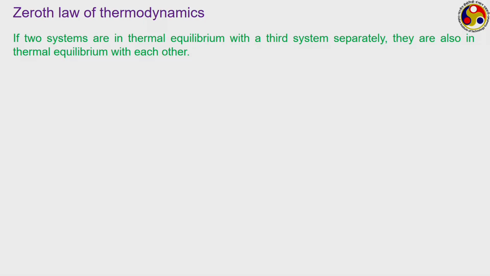And that takes us to the zeroth law of thermodynamics. Though from a historical point of view the zeroth law came after the first and second laws were defined, conceptually it comes before the first law, and also the concept that it provides can't be obtained from the first or second law. Therefore, it is called the zeroth law of thermodynamics. A very standard statement: if two systems are in thermal equilibrium with a third system separately, they are also in thermal equilibrium with each other.